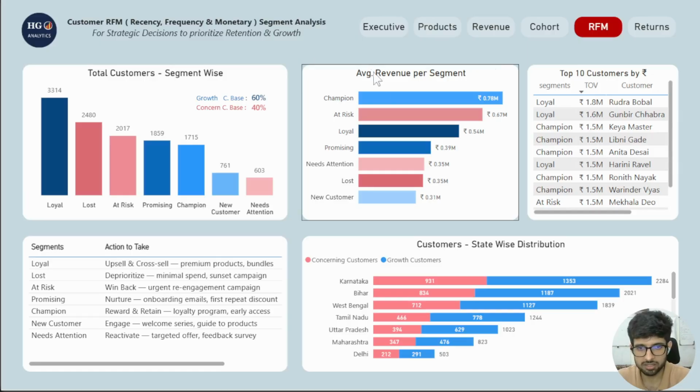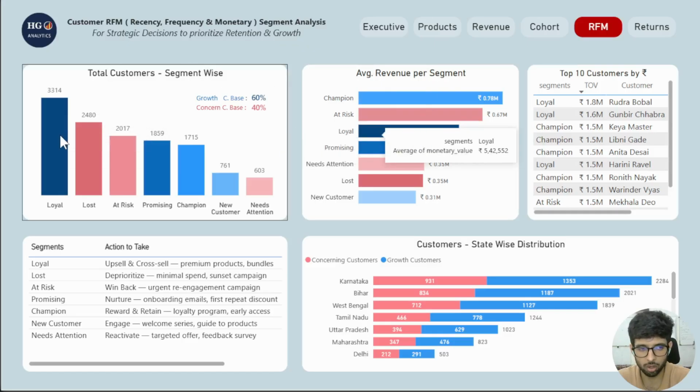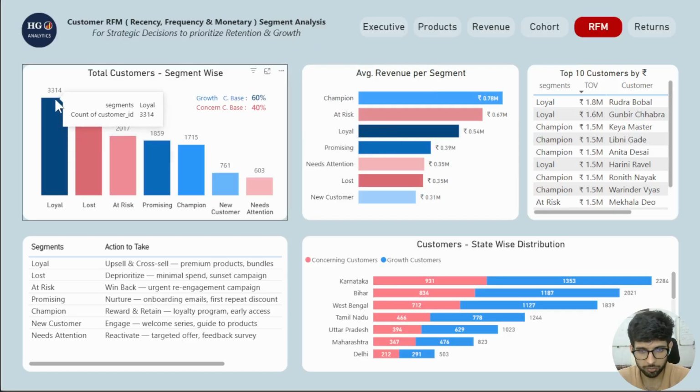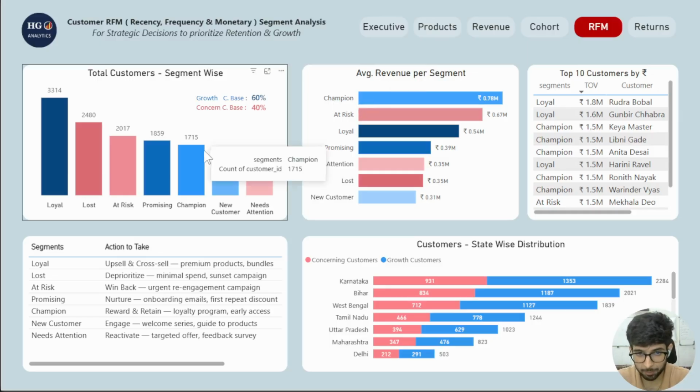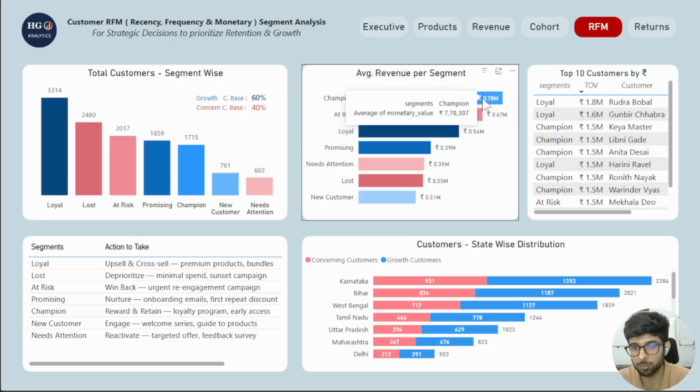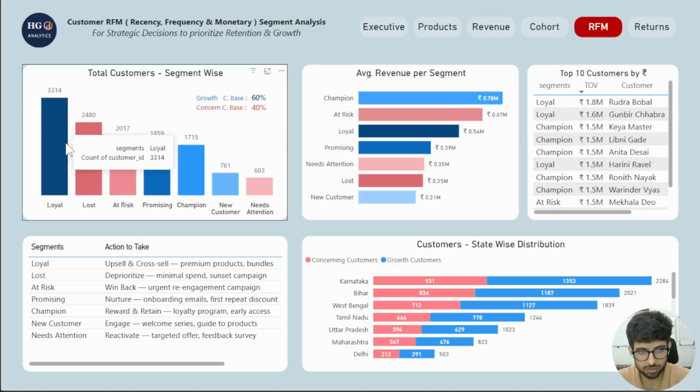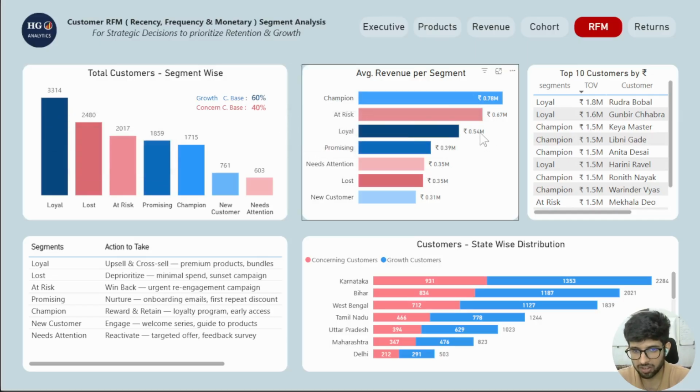So instantly you can just see the average revenue and how many customers are from the loyal segment, 3314. How much revenue does the loyal customer segment generate? 0.54 million. From this you can see champions spend 0.78 million on average. Champions are the ones, you have fewer champions, but they are the ones that have spent the most. Okay, you have a high number of loyal customers, which is good. They have spent 0.54 million.